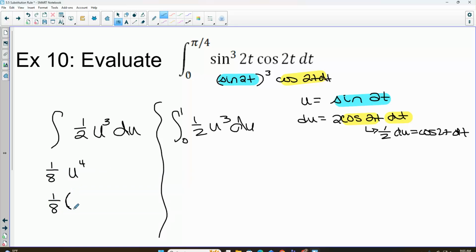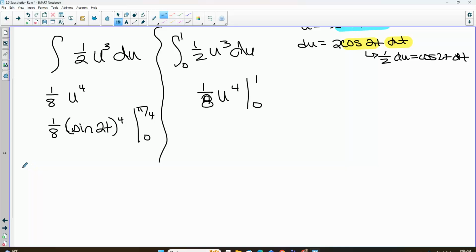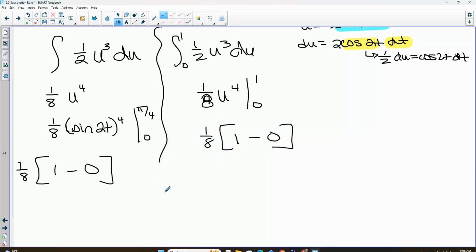If you didn't change the limits, now at this point, you replace your u with the sine of 2t. So then you evaluate. 2 times pi over 4 is pi over 2, sine of pi over 2 is 1, 1 to the 4th is 1. 2 times 0 is 0, sine of 0 is 0, 0 to the 4th is 0. Over here you get the same thing. So final answer is 1/8.